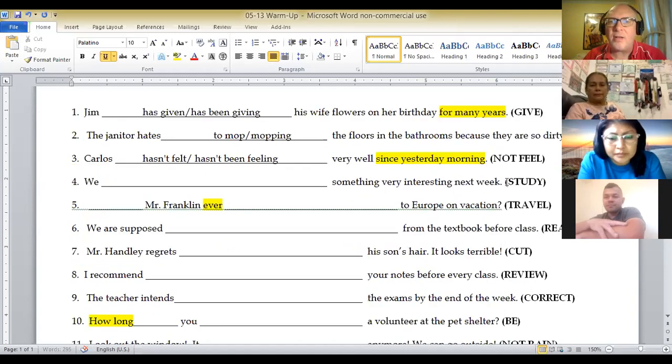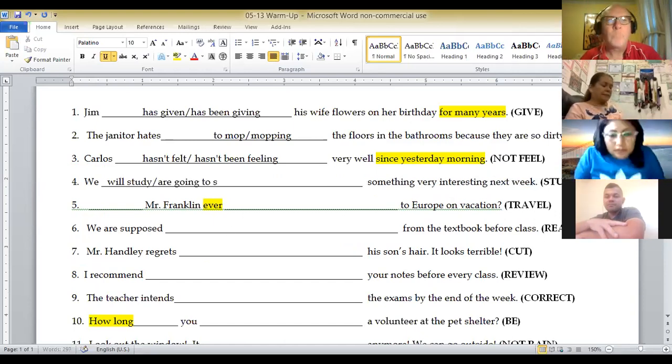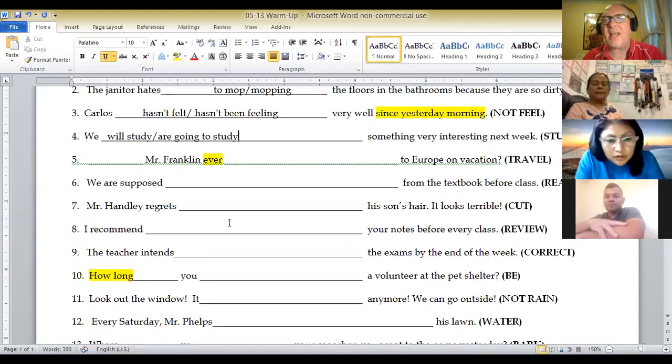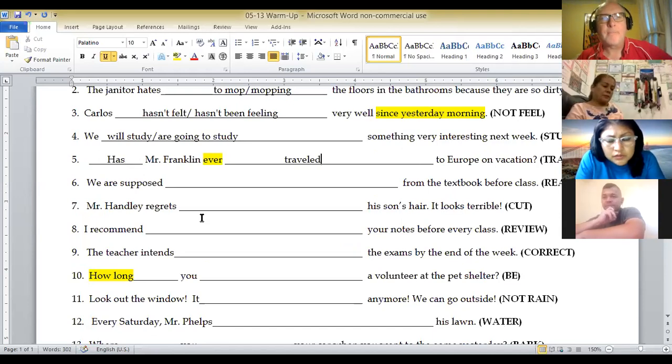All right, the next one looks like good old future. Next week, what's going to happen next week? We will study or we are going to study. Number 5 says ever. Ever sounds like present perfect to me, huh? What can we say? Has Franklin ever traveled. Excellent.